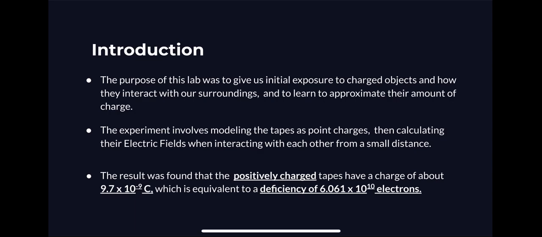The purpose of this lab was to give us initial exposure to charged objects and how they interact with our surroundings, and to learn to approximate their amount of charge. The experiment involves modeling the tapes as point charges, then calculating their electric fields when interacting with each other from a small distance. The result was found that the positively charged tapes have a charge of about 9.7 times 10 to the negative ninth coulombs, which is equivalent to a deficiency of around 6 times 10 to the 10th electrons.